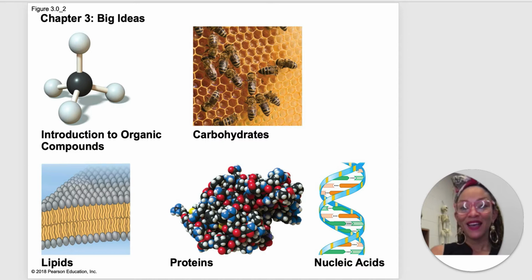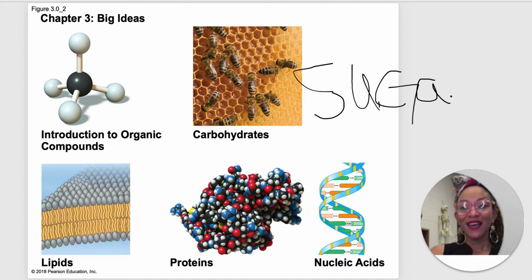We're going to talk about carbohydrates. So whenever we think about carbohydrates, think about sugar. So think about sugars, things that taste good, maybe some of your favorite foods: pastas, breads, candy, anything that tastes sweet. For example, right here we have honey. These carbohydrates are providing energy for our body.